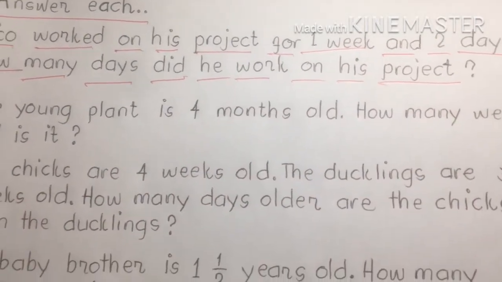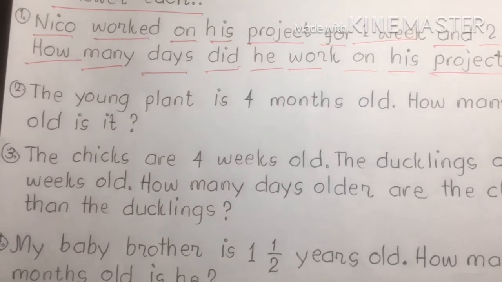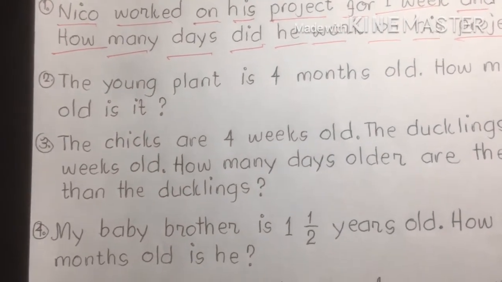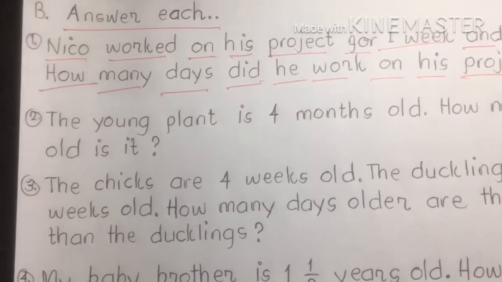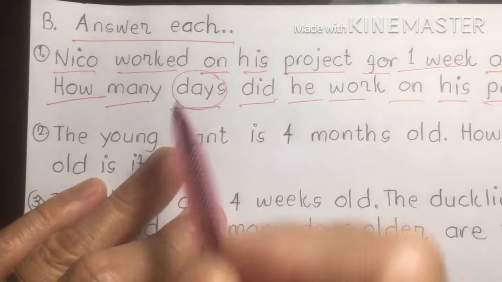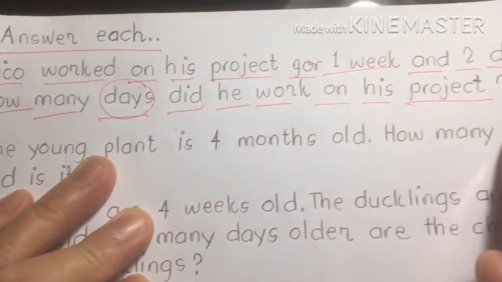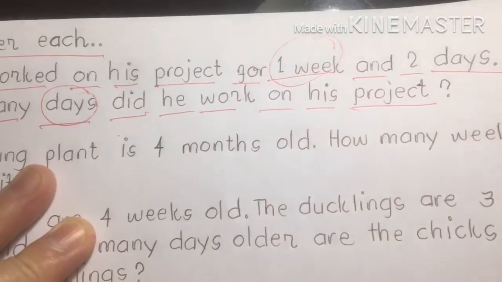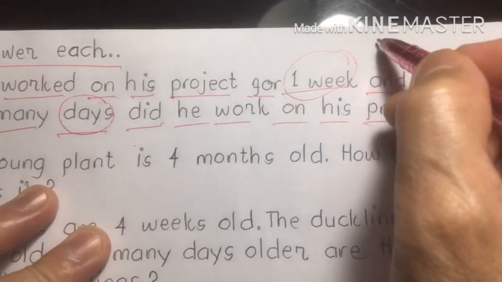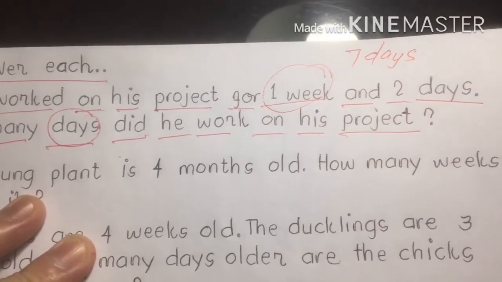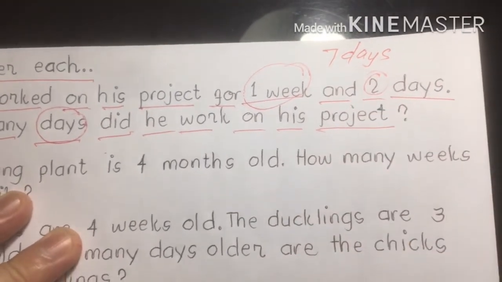So remember, guys, in reading a word problem, you are also going to apply comprehension skills. Why? You need to comprehend in order to answer it immediately. So the question is about days, right? How many days did he work on his project? Remember, Nico worked on his project for 1 week. In 1 week, class, we have 7 days. Then therefore, we add 2.